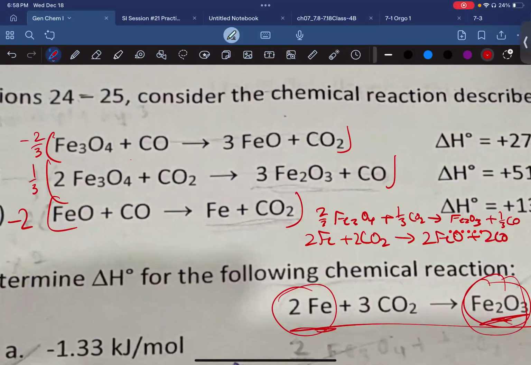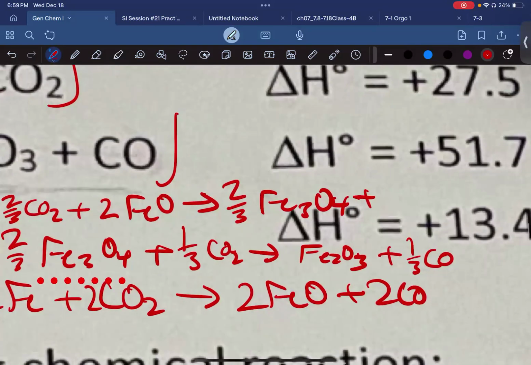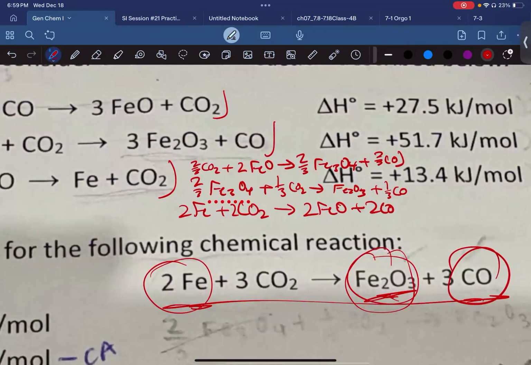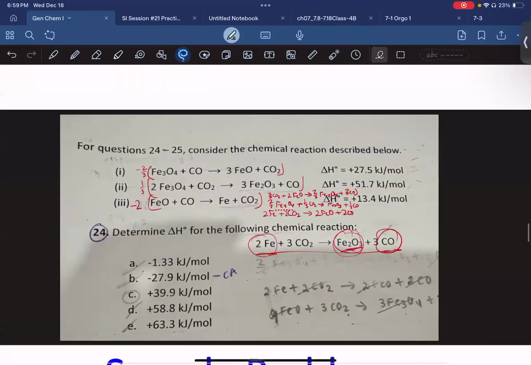And then here it would be, there's a lot of moving variables here, 2/3 CO2 plus 3 times 2/3, which would be 2 FeO, yields 2/3 Fe3O4 plus 2/3 CO. So it's really annoying how you have to use fractions, and sometimes it can be daunting.